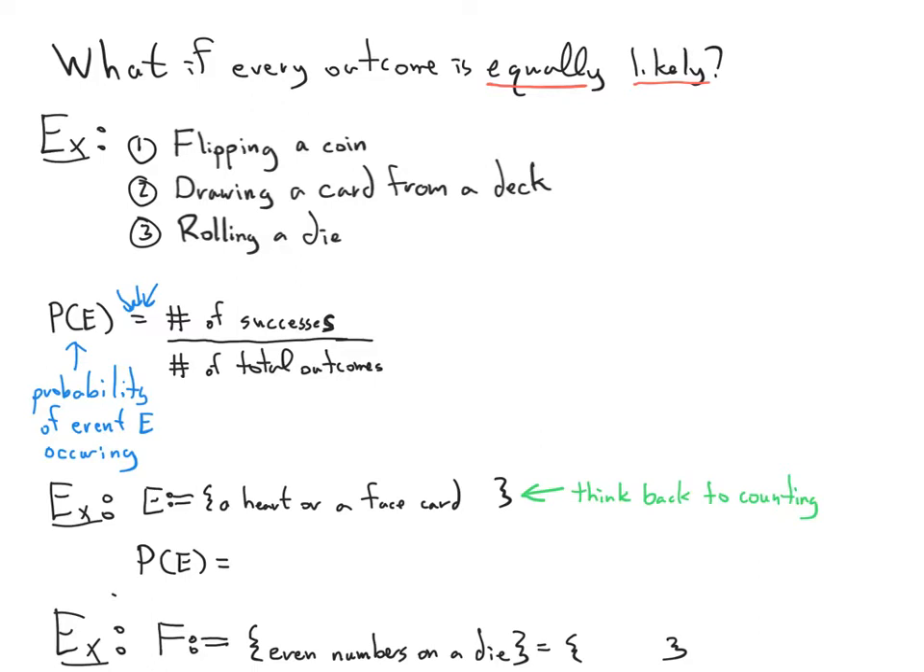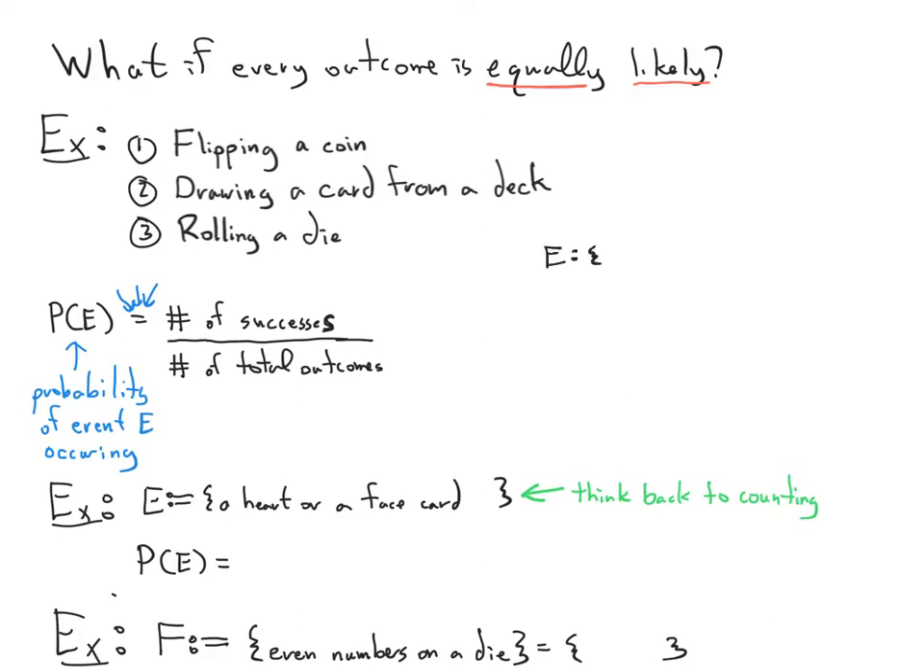And what's nice with equally likely outcomes is you can mathematically determine the probability of events now. Remember, events are made up of outcomes. So the probability of some event occurring is the number of successes that are in your event over the number of total outcomes.